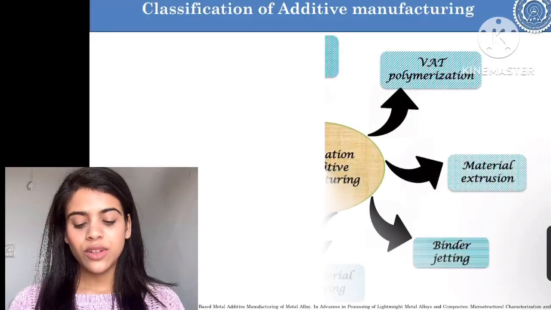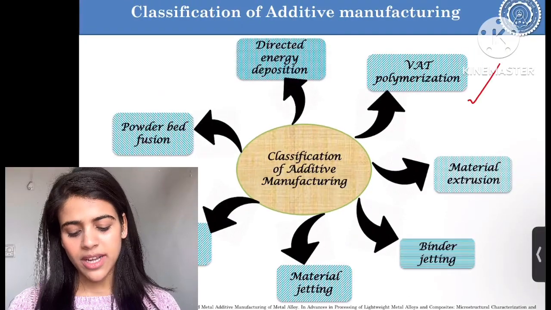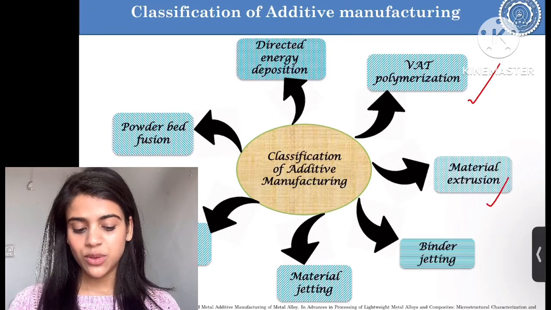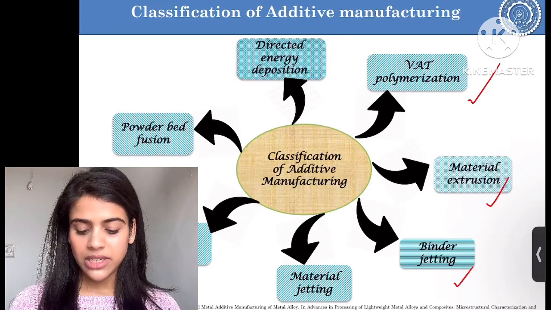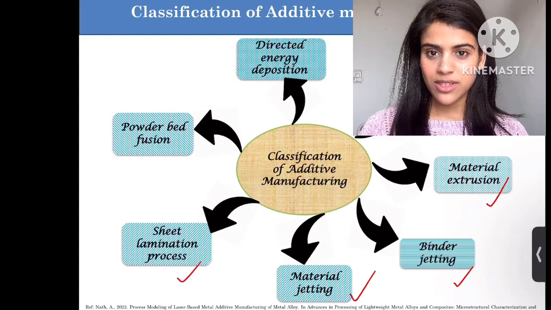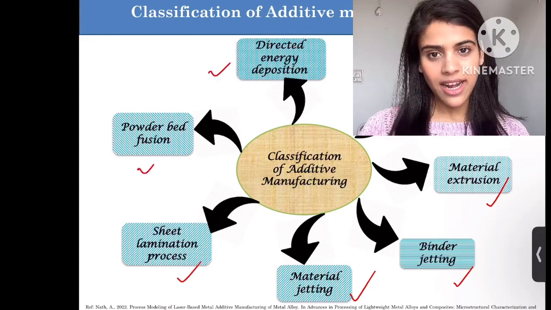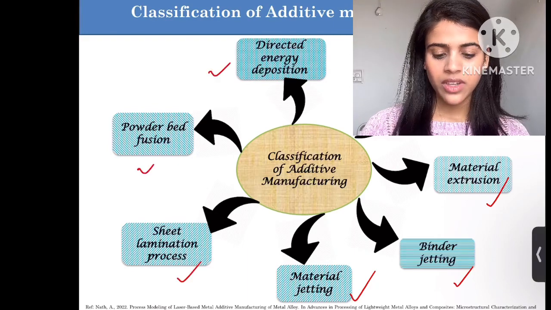Based on the ASTM standard, additive manufacturing can be classified into 7 different technologies. What are those? The first one is vat polymerization, then material extrusion, binder jetting, material jetting, sheet lamination, powder bed fusion, and directed energy deposition process.